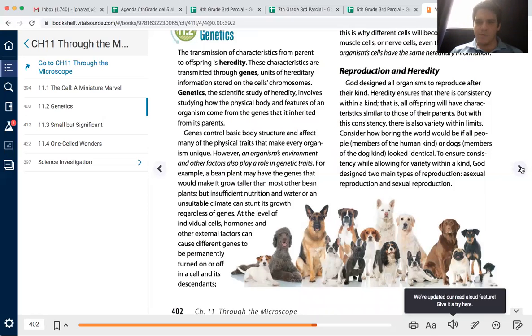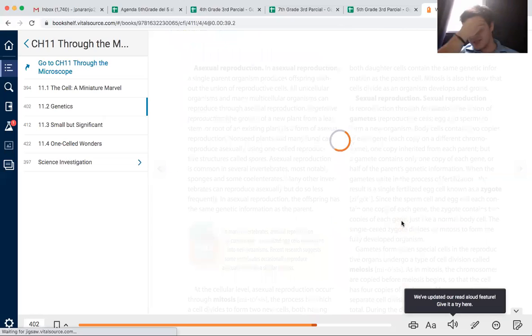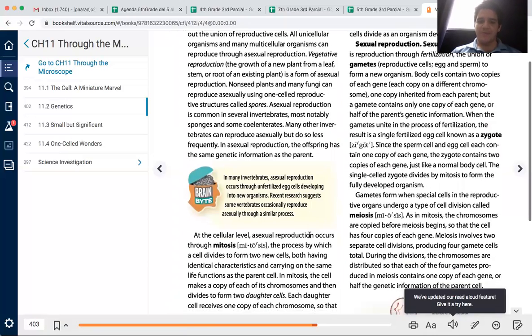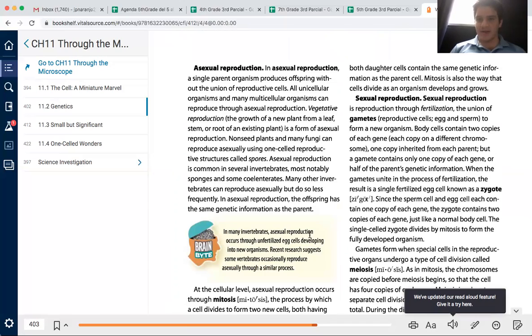And so it looks identical. That's why when you have two dogs of the same breed and they reproduce, they will look the same. They're not going to look way bigger or way smaller. Then there's asexual reproduction, which is when they do it by themselves. And then there's regular sexual reproduction, which requires an egg and a sperm, so the male and the female.